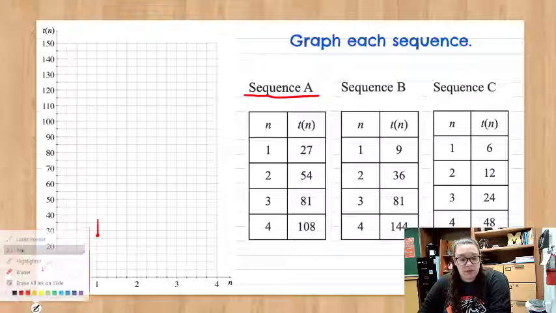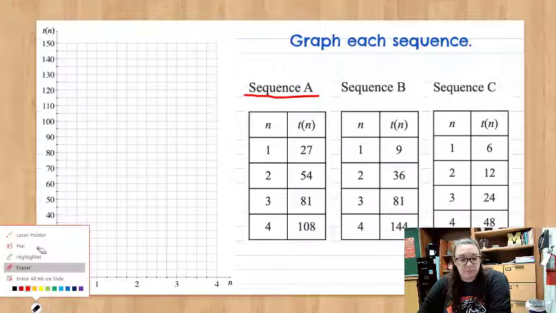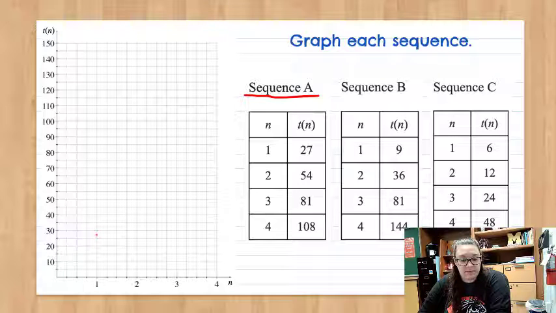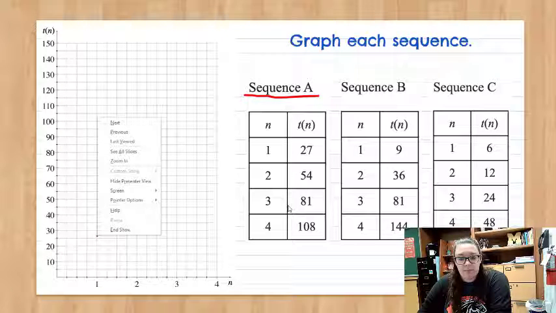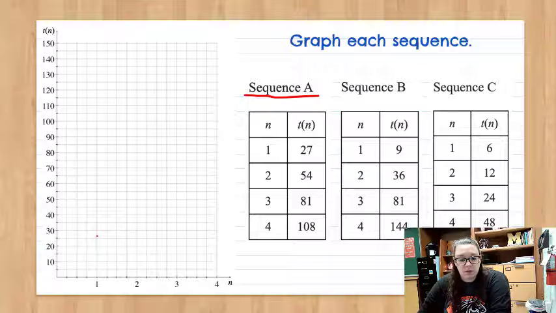My pen always wigs out on me. Let me try that again. 1, 27. Right there. My next point is at 2, 54. So 2, and then here's 50, here's 55, so right under that. It keeps deleting my points. There we go. My next one is 3, 81, so 3, and then all the way up to, here's 80, a little bit above that. And then 4, 108, so 4, all the way up to, here's 100, 105, a little bit above that.